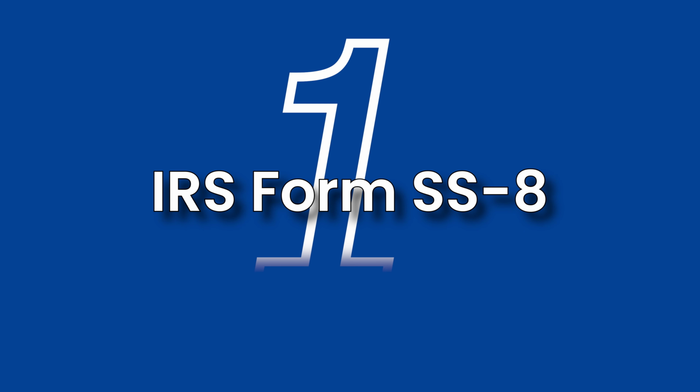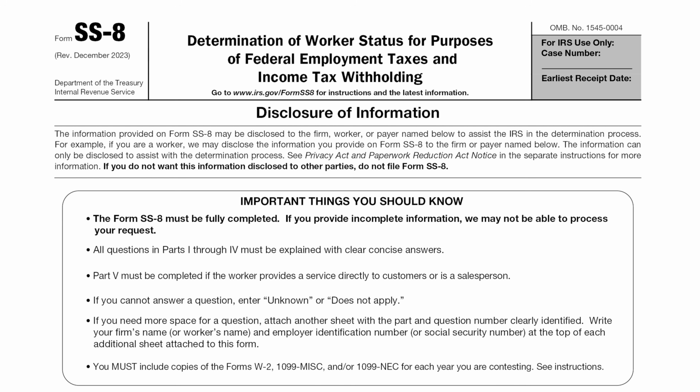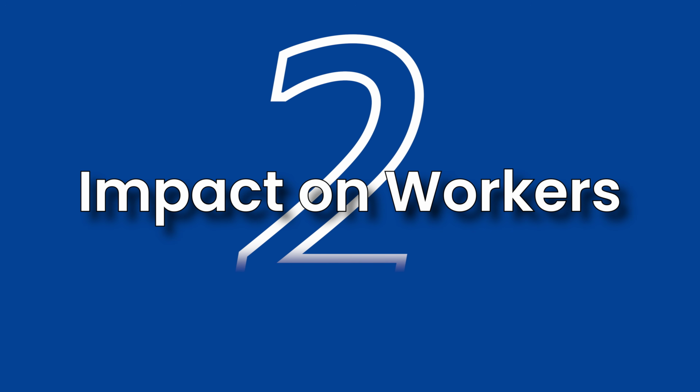Number one, IRS Form SS-8. If you're unsure about whether a worker should be classified as an employee or independent contractor, the IRS offers Form SS-8. Employers or workers can submit this form to the IRS to request an official determination of the worker's status. This is really helpful if the work relationship is unclear or if you want to avoid any future disputes with the IRS. While the IRS's decision may take some time, filing this form can help protect your business from making costly misclassification errors.